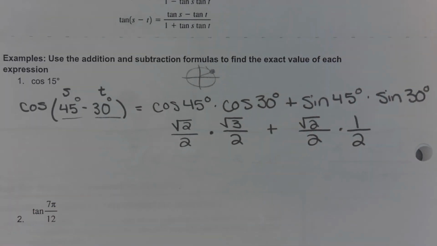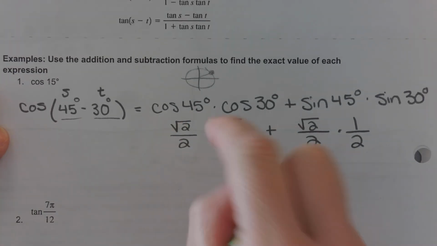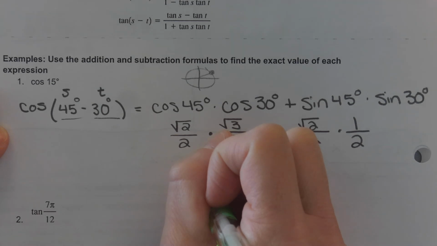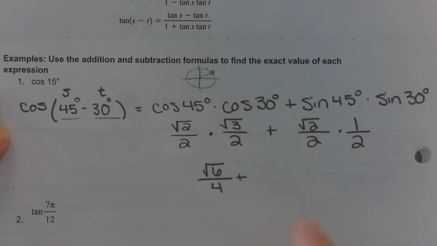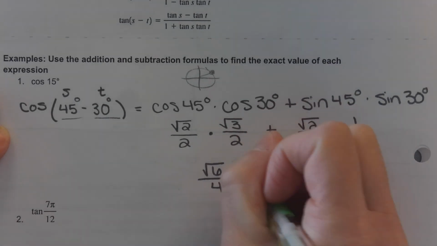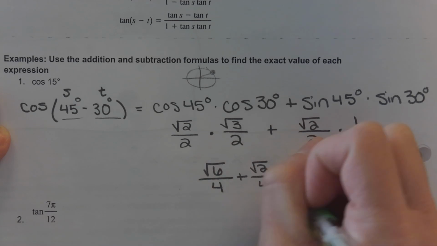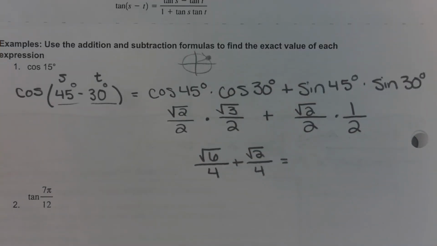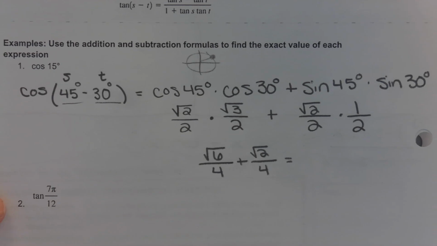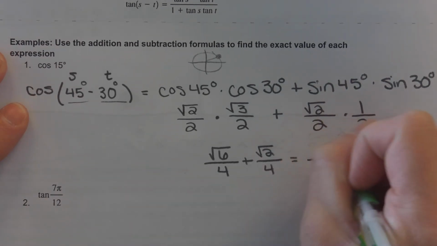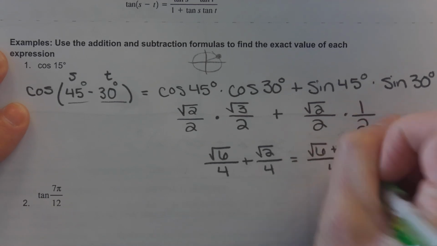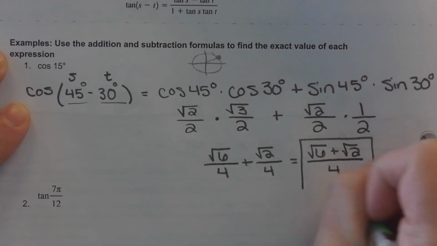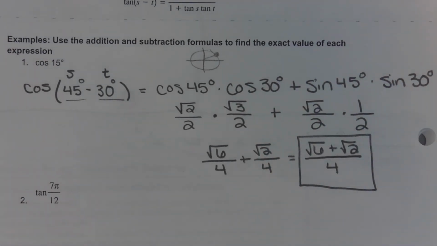Okay, so we are going to simplify this down. So we're going to keep going a little ways here. Root 2 times root 3 is going to give me root 6 over 4 plus root 2 over 4. And then I can't actually add those roots together because they're not like terms. One has a 6, one has a 2. But I can condense it down into a single fraction because they have a common denominator. So this would be my final answer.